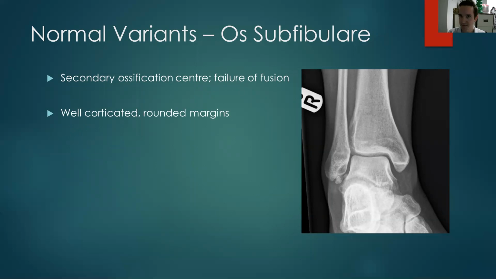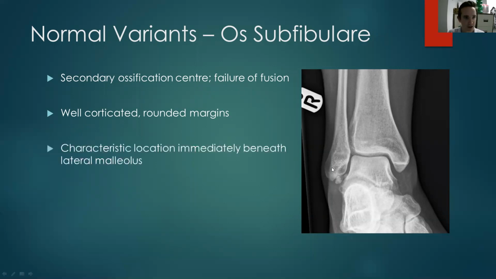How do you tell it apart from a fracture? Well, aside from the obvious, it won't have overlying soft tissue swelling on its own. If it is the side that the patient has injured, that's not necessarily going to help you. So what you're looking for is lovely, well-corticated, smooth margins. As you can see here, these are not sharp or jagged. They're really well-defined and traceable.